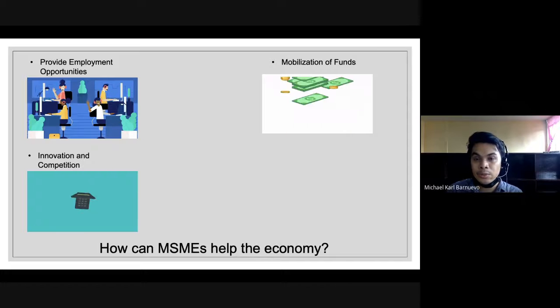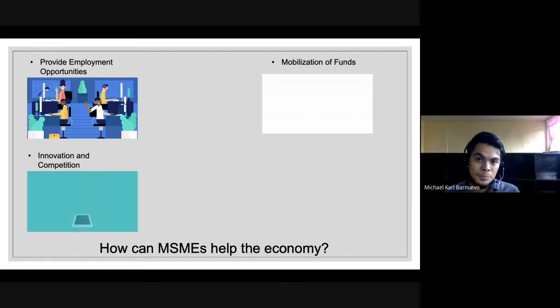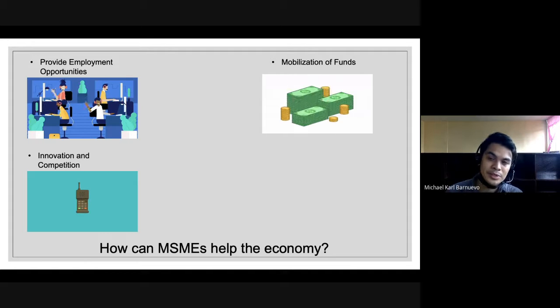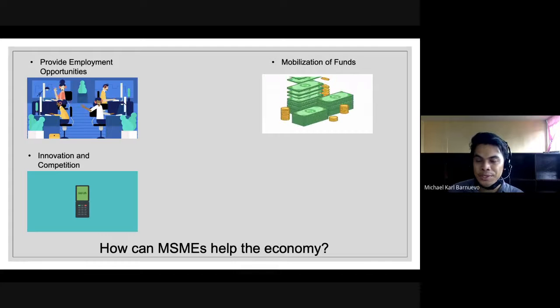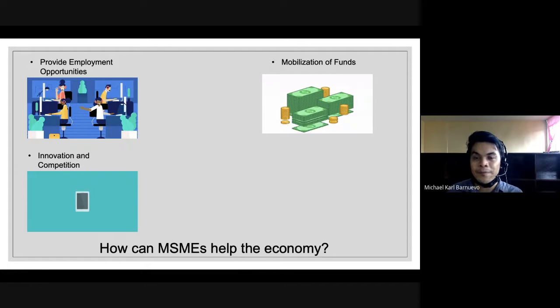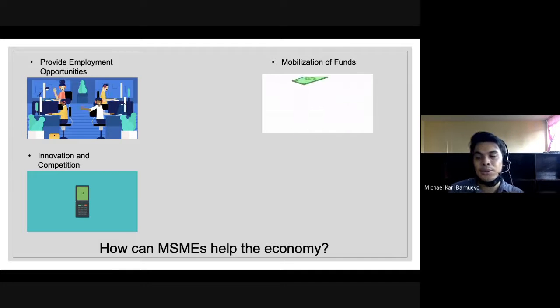Yung iniipon sa mga jars. Kasi nga, hindi siya nagsusirculate. Okay? Hindi siya nagsusirculate. Kaya kung meron kayo dyan yung mga linagay nyo ng mga coins, siguro sa mga alkansya nyo, try to put it in a bank. Okay? You put it in a bank para mag-circulate ang inyong pera.